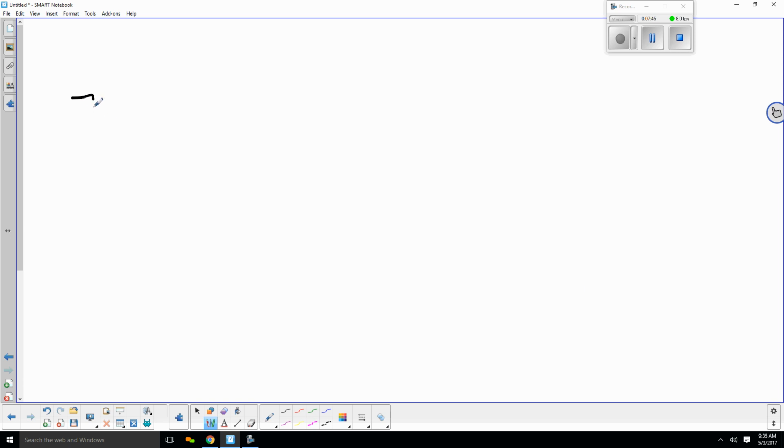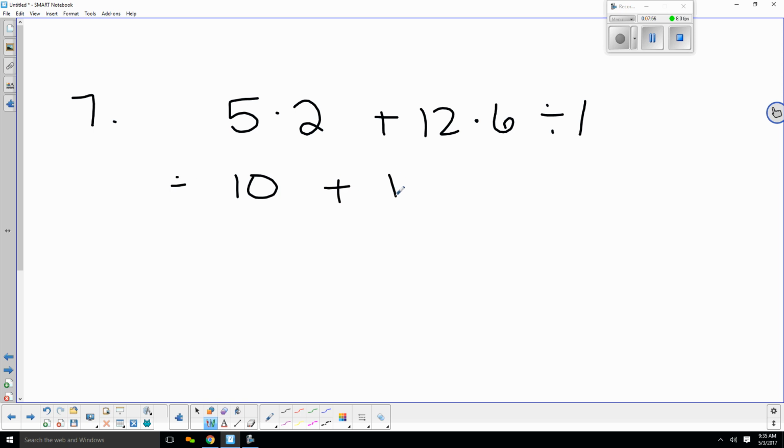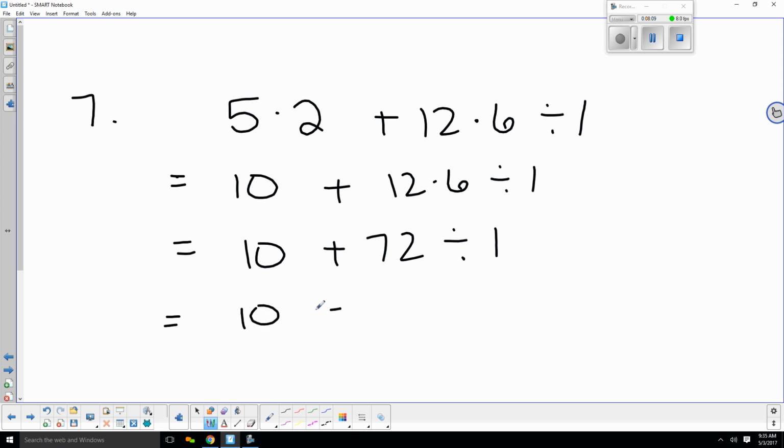Number 7, which is equivalent to multiply and divide, so I'm going to start here. I'm going to do this one next. I'm going to do the division next. And then I'm going to add. So 82, which is B.